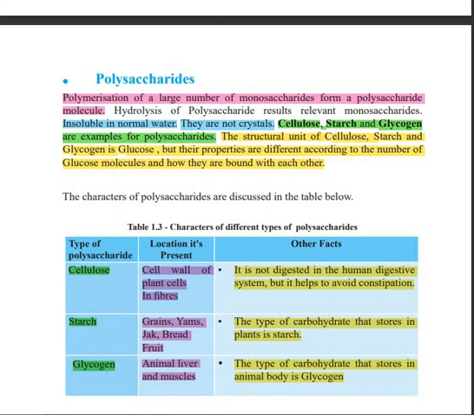Next is glycogen. Glycogen is present in animal liver and muscles. The type of carbohydrate that is stored in the animal body is glycogen, and the type of carbohydrate that is stored in plants is starch. Don't forget this, students. In plants it is starch and in the animal body it is glycogen.